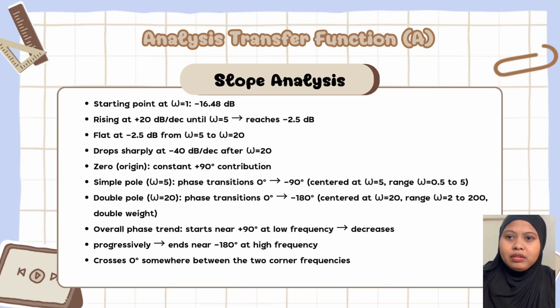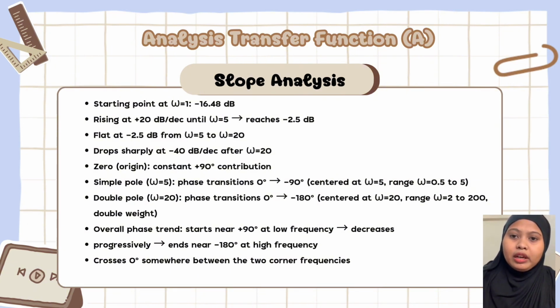Next, we look at the phase Bode plot. Firstly, we look at the zero at the origin, so there is a constant positive 90 degree contribution. Second, the simple pole at omega 5: phase goes from 0 degrees to negative 90 degrees, centered at omega 5, over the range omega 0.5 to 5.